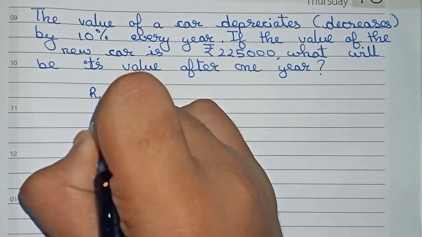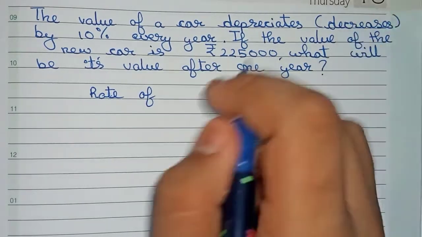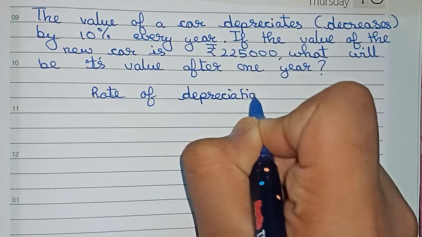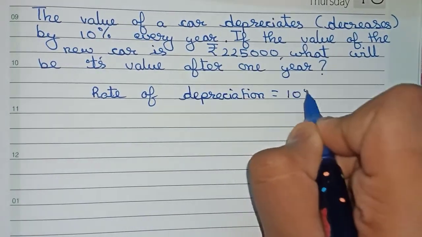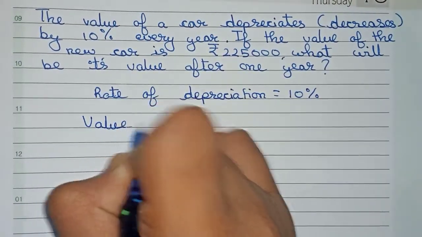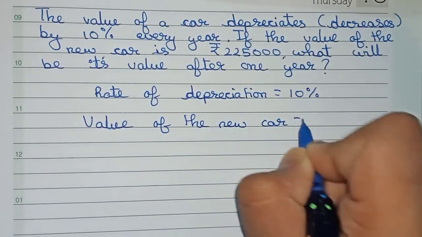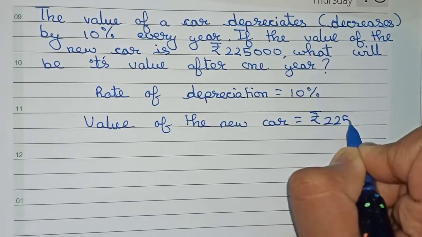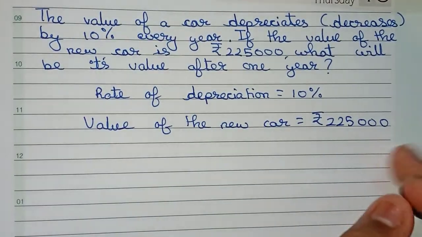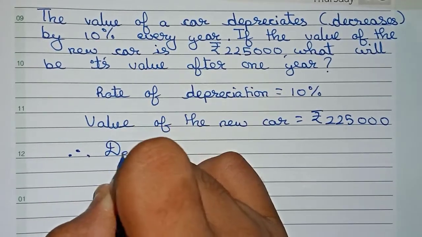To solve this, first we write the rate of depreciation. That means at which rate the price is decreasing. It is given in the question that it is 10%. Now we write the value of the new car, which is given as 2,25,000. Now we write the decrease in price, that means how much the price is decreasing every year.